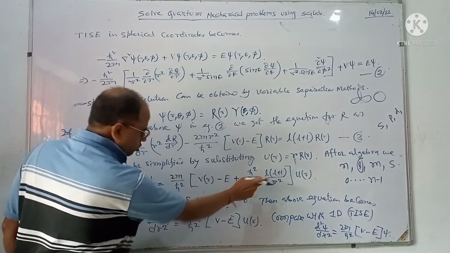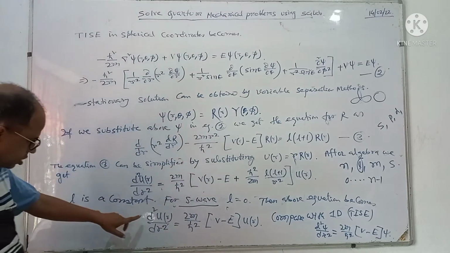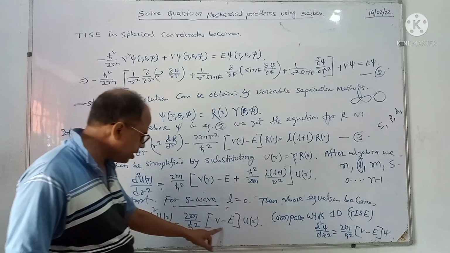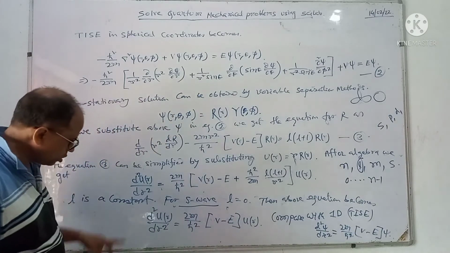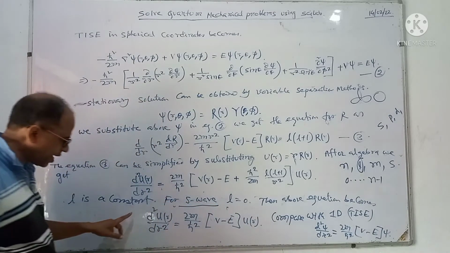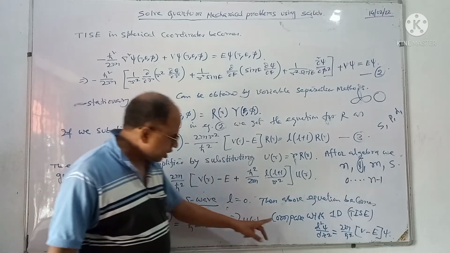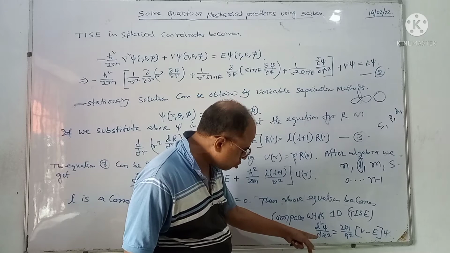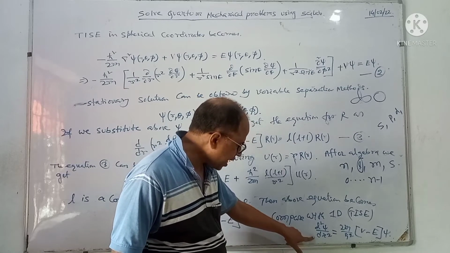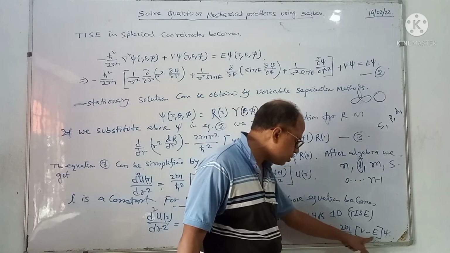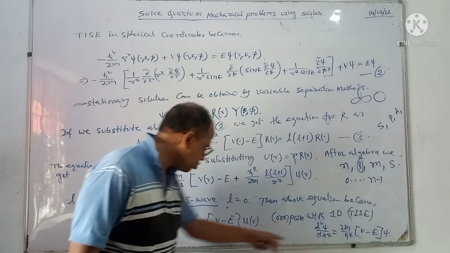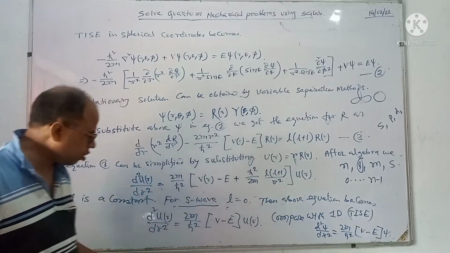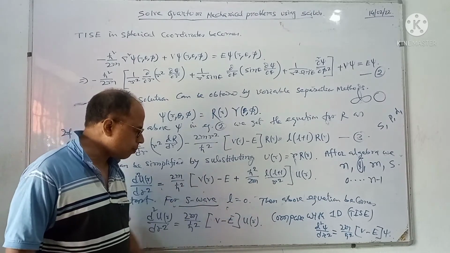Therefore, for L is equal to 0, the radial part becomes d2u/dr square equal to 2m by h cut square (V minus E) u(r). Therefore, it is very simplified. It is looking very attractive because if you compare with the one-dimensional time-independent Schrodinger equation in your quantum mechanics, d2 psi/dx square is equal to 2m by h cut square (V minus E) into psi, these two equations look very much the same. Only here there is x. Only this difference. Otherwise, no problem.